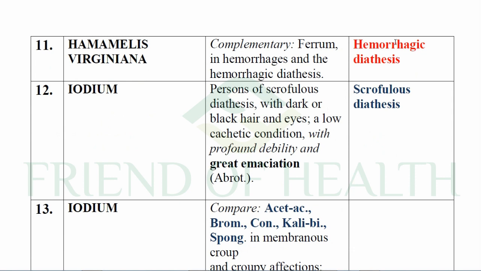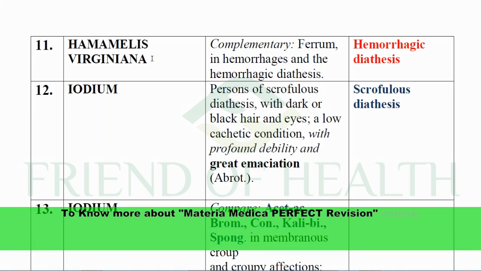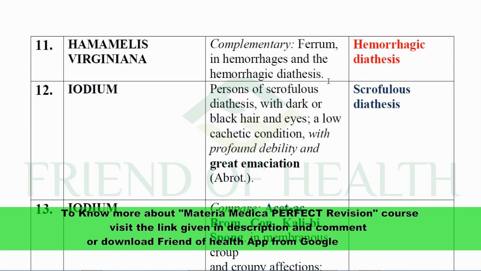And Hamamelis, again a hemorrhagic diathesis remedy. In Hamamelis, if you see its relationship part, it is written that it is complementary to Ferrum. Ferrum is complementary in hemorrhages and hemorrhagic diathesis. So Ferrum is complementary to Hamamelis virginiana. If Hamamelis was the complementary of Ferrum, it would be written complementary to Ferrum. But here it is written that the complementary remedy of Hamamelis is Ferrum. So Ferrum is complementary to Hamamelis in hemorrhages and hemorrhagic diathesis.